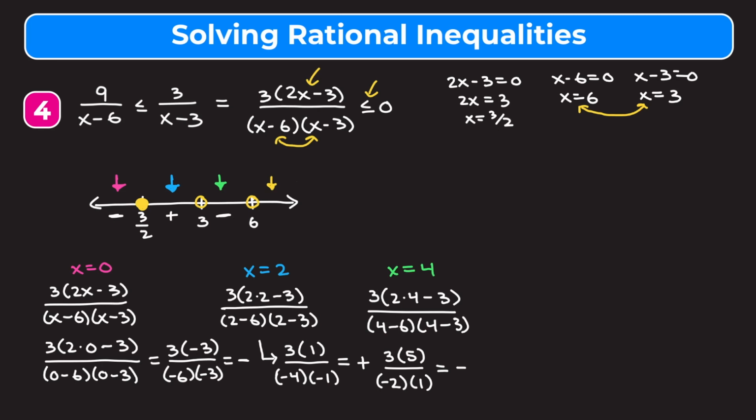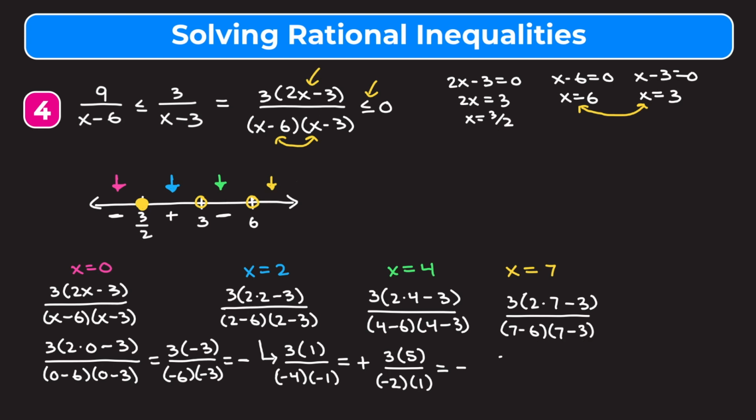And finally, we have to test this right part. So we need something bigger than 6. So let's test x equals 7. So we're going to have 3 times 2 times 7 minus 3 on the top. On the bottom, we have 7 minus 6 and 7 minus 3.